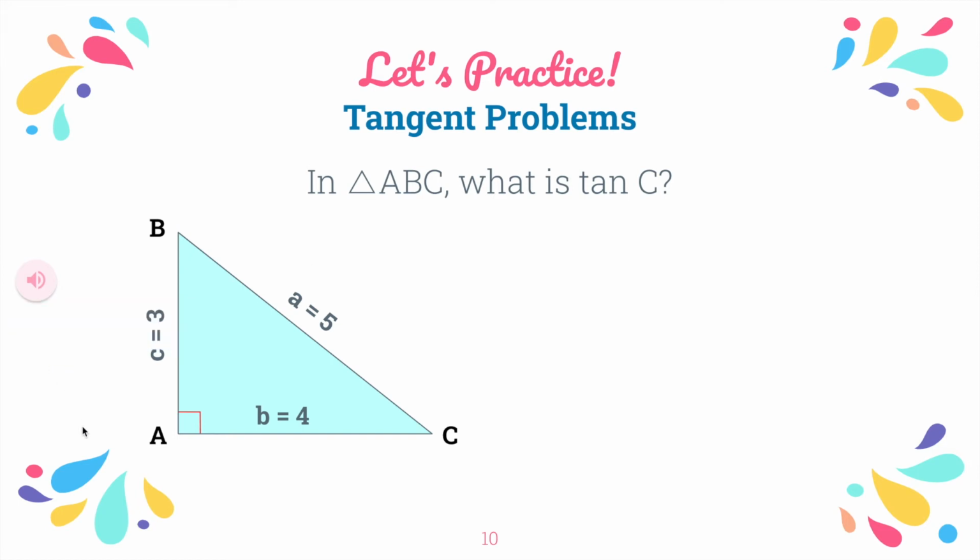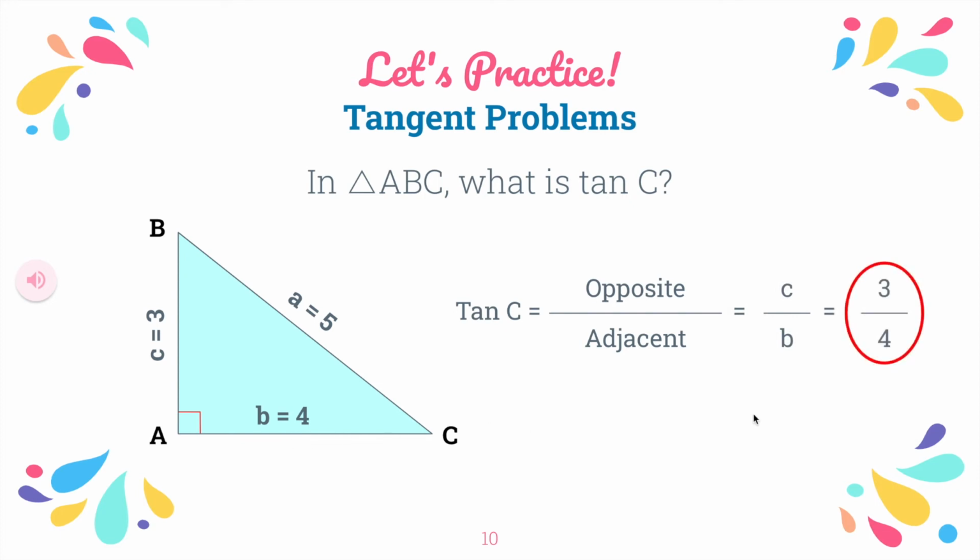Okay, finally, let's practice the last trigonometric ratio we learned, tangent. So in triangle ABC, what is tangent of angle C? So we know that the tangent of angle C would be its opposite side divided by its adjacent side. In this triangle, the opposite side is side C and the adjacent side is side B. We plug in the values based on what we know from the triangle, and we get that tan of C is 3/4.